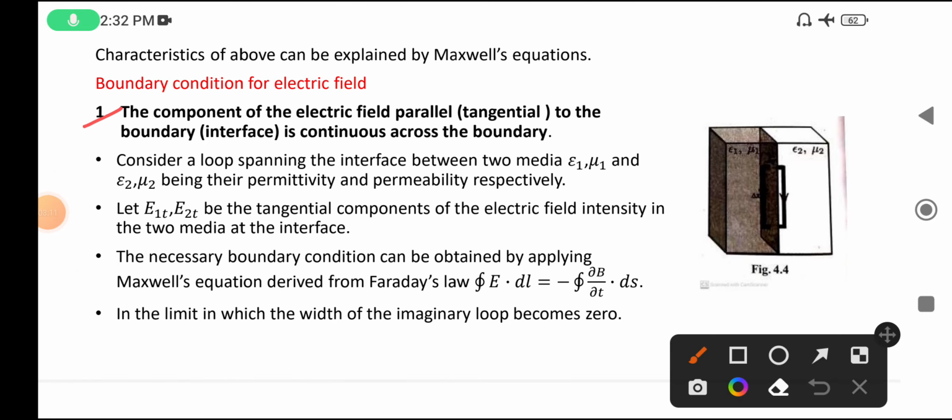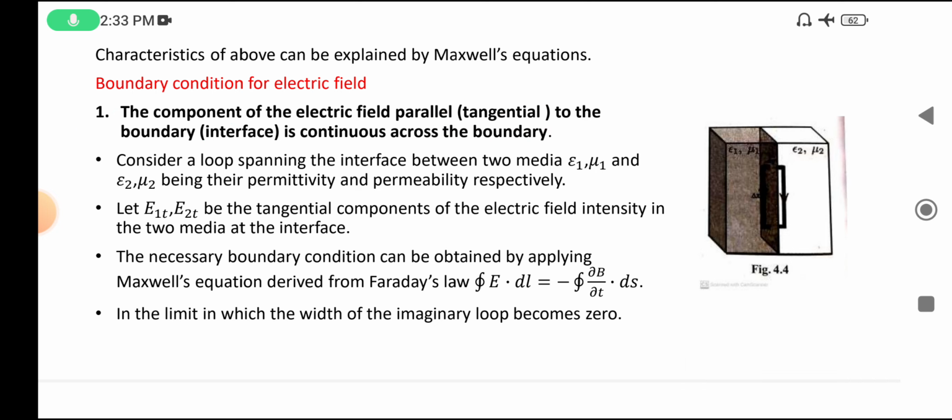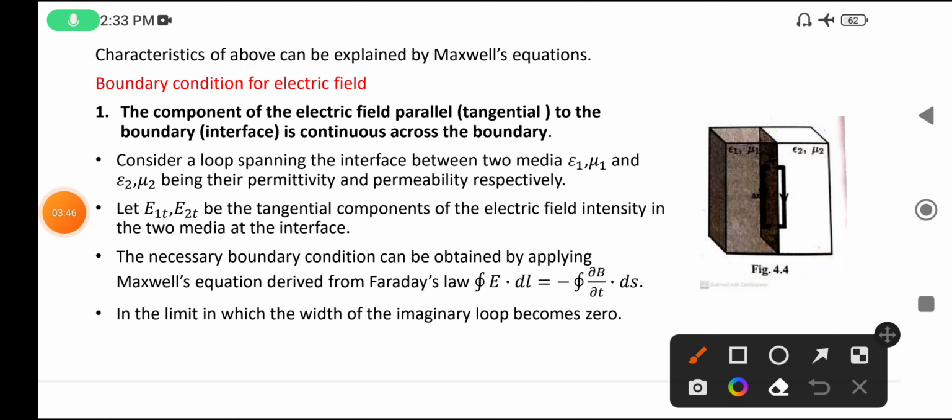Once again, the component of the electric field parallel or tangential to the boundary or interface. Boundary's other name is interface. Interface means the region where the two media meet, and the component is continuous across the boundary. Continuous means same everywhere. Discontinuous means not the same, different at different places. So what is the same? The tangential or parallel electric field is the same. What is a tangential or parallel electric field?